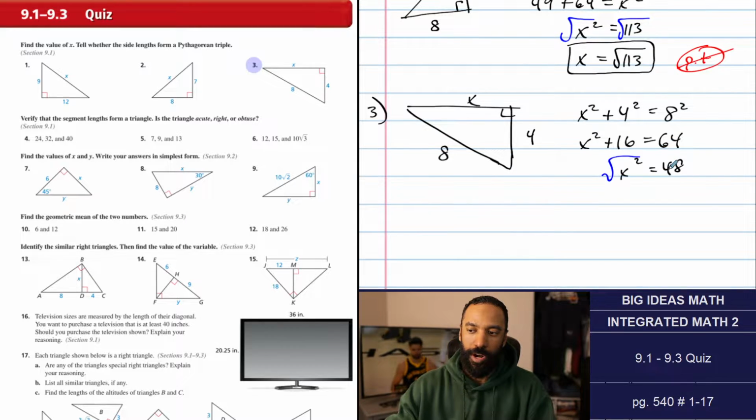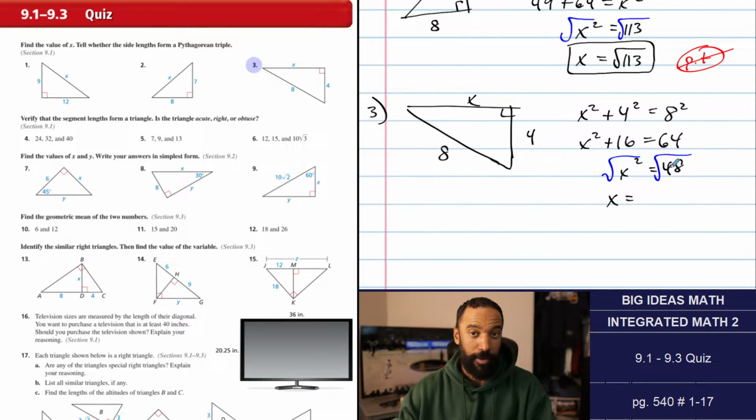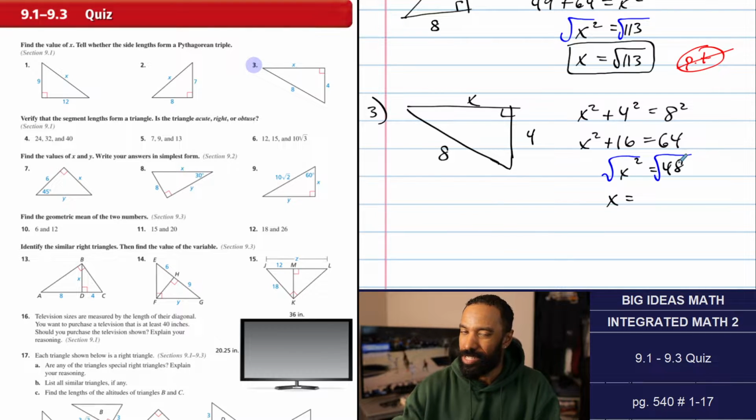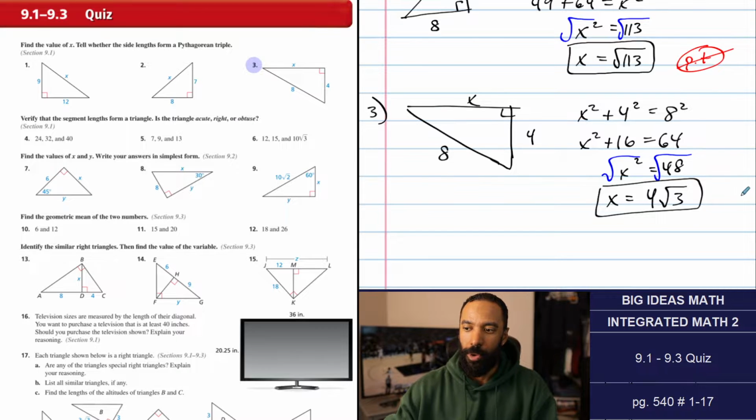48 is not a perfect square. 49 is, so it would have been really close to 7. But we're going to simplify this radical as we would, finding the largest perfect square factor that can come out of this, which is 16. The square root of 16 times the square root of 3 is the same as square root of 48. The square root of 16 is 4, so we'll get 4 root 3. Pythagorean triple? Nope.